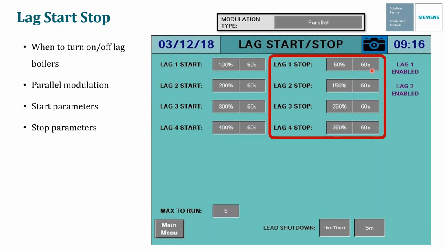So we go all the way back up to lag 1. If the total demand of the system is only 50% or lower for 60 seconds, lag 1 boiler will be turned off and the lead will be the only boiler left on. And 50% split between lag 1 and lead would mean the lead boiler and the lag boiler were both running at 25% only for 60 seconds, and then we shut down the lag 1 boiler.